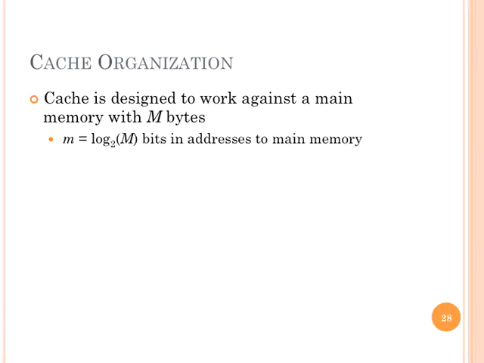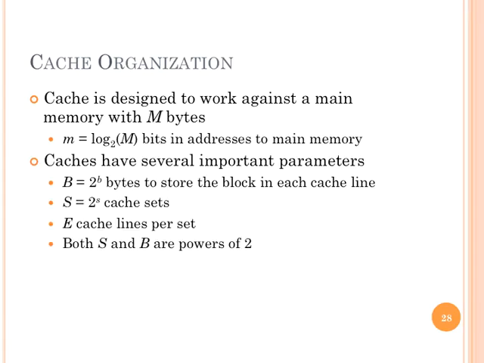Okay, so we have caches designed to work against the main memory with capital M bytes. So we say we need lowercase m bits to represent those M bytes. Now, obviously, M is going to be a power of 2 to make this all work easily. And so we have these various parameters, which we've been using, but we're going to sort of formalize it now. So capital B is the number of bytes in each block, which is 2 to the lowercase b. And then capital S is the number of cache sets. Lowercase s is the number of bits we need to represent the set number, or the set index. And capital E is cache lines per set. So if E is 1, I have a direct map cache. If S is 1, then I have a fully associative cache.